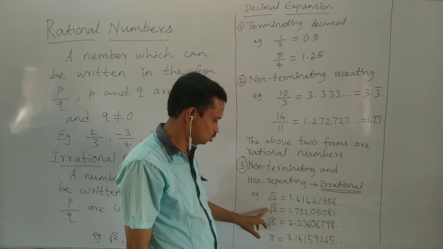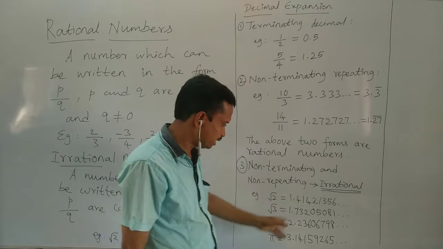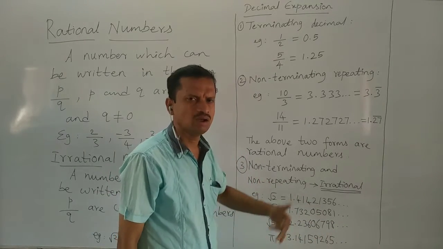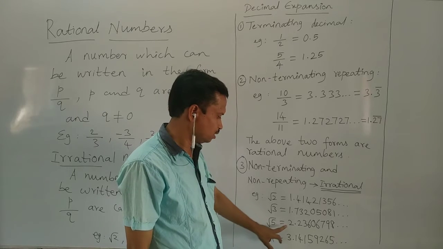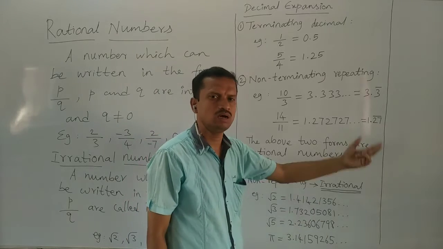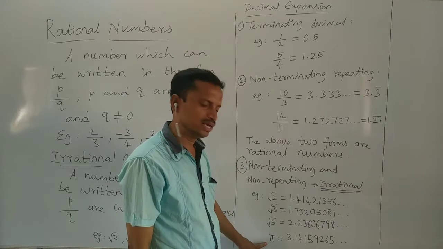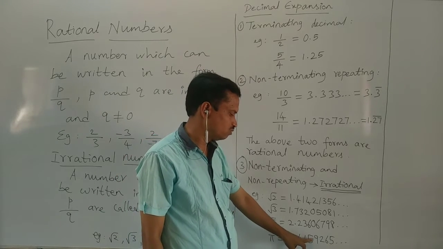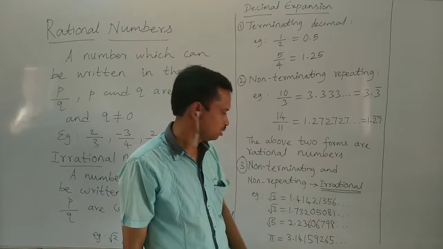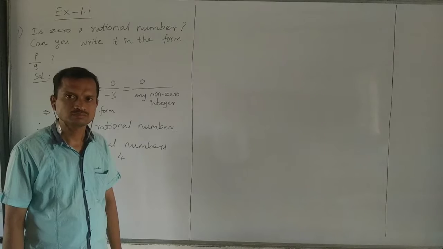You see, all the others, root 3, root 5, are the same way. The value 1.732 is the root 3 value, and the next is again 0, 5, 0, 8, 1. It is not terminating, not repeating. And root 5, you take the value is 2.23606798, and it goes on. So it is also non-terminating, non-repeating. And you take the value of pi, 3.14159265, etc. So this is also an example for non-terminating and non-repeating. So these are irrational numbers.